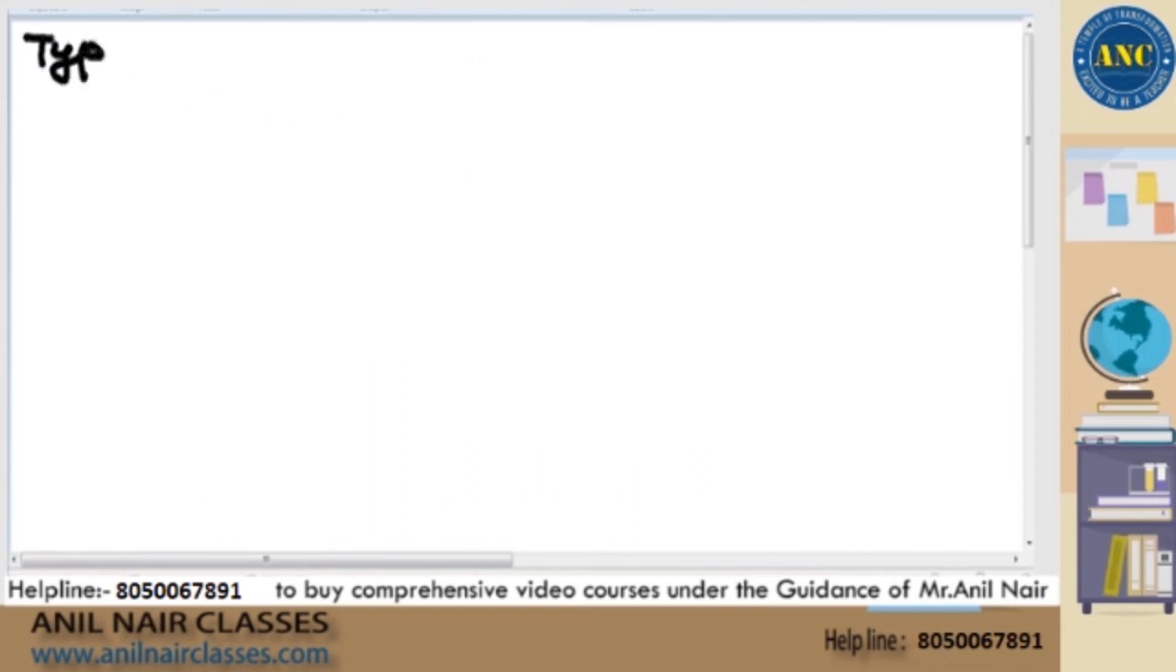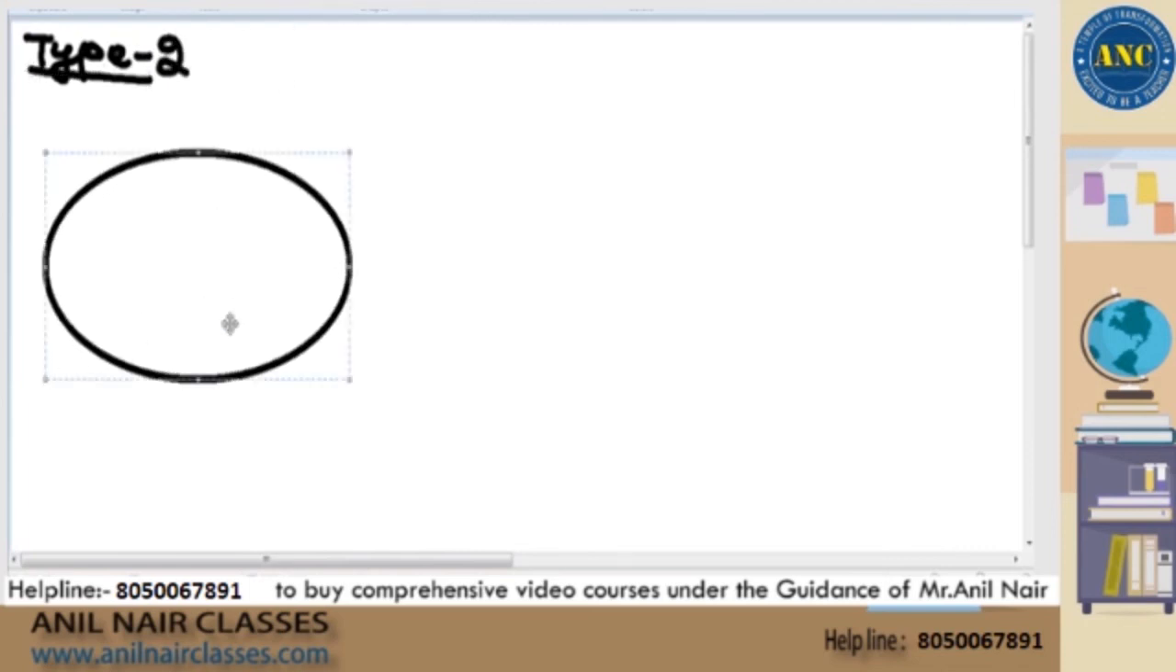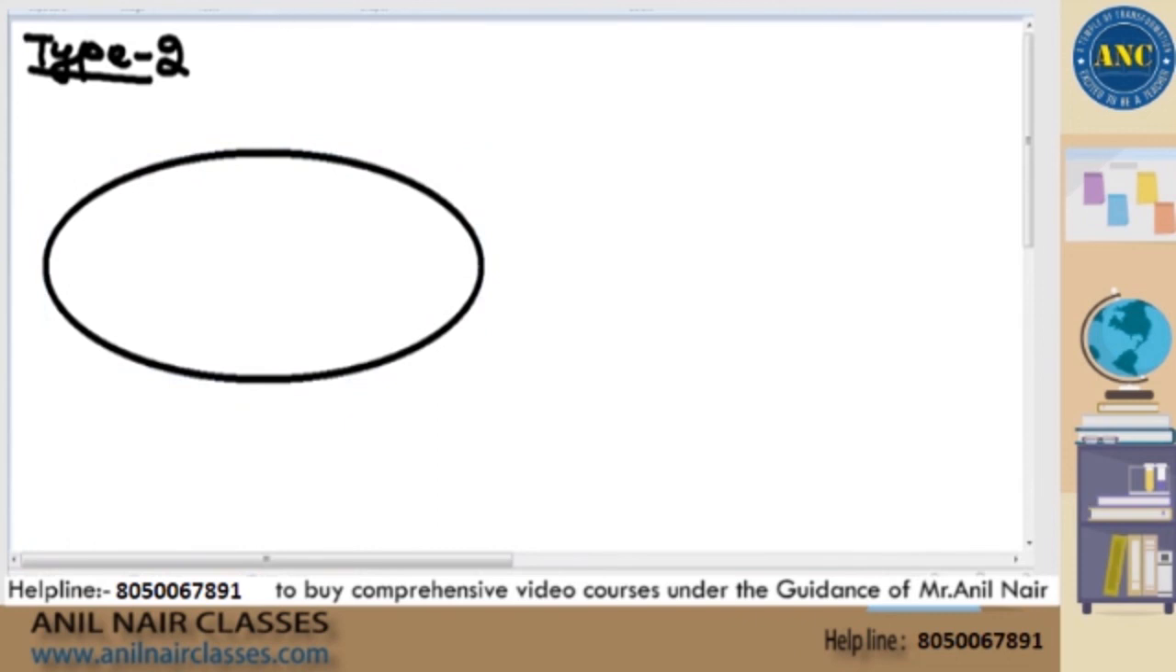Type 2. I'll go a little fast here because in the same direction I took a little more time. So type 2. Length of the track.